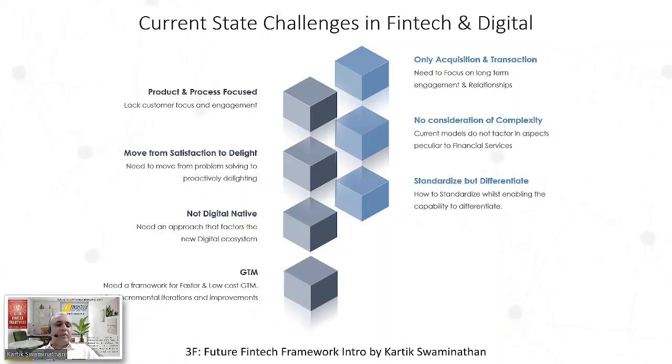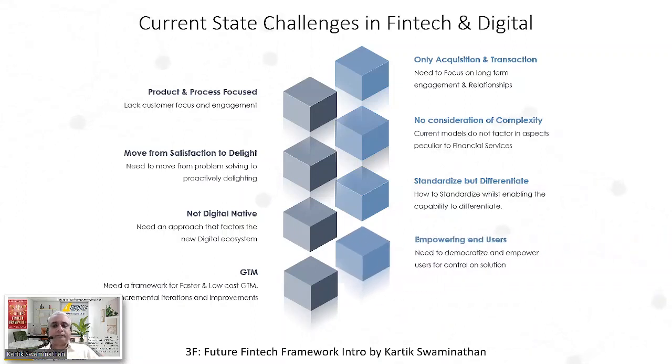Another challenge today is, how do you have an approach with a faster and low-cost go-to-market where there is continuous iteration and improvement, right? We talk about continuous iteration and improvement as part of quality, as part of your projects, but as part of your product cycle, innovation cycle, how do you do that, keeping the faster and low-cost go-to-market in mind? That needs to be part of your thought process.